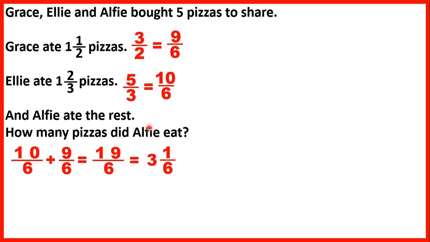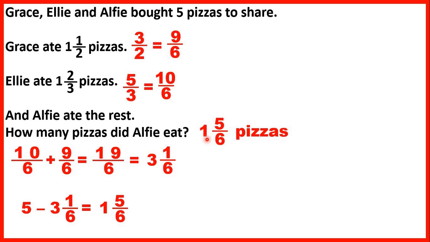But we want to know how many Alfie ate. So we need to work out 5 minus 3 1/6. That's 1 5/6, because 5 minus 3 is 2, and if we take 1/6 away from 2 wholes, we have 1 5/6. So our answer is 1 5/6.